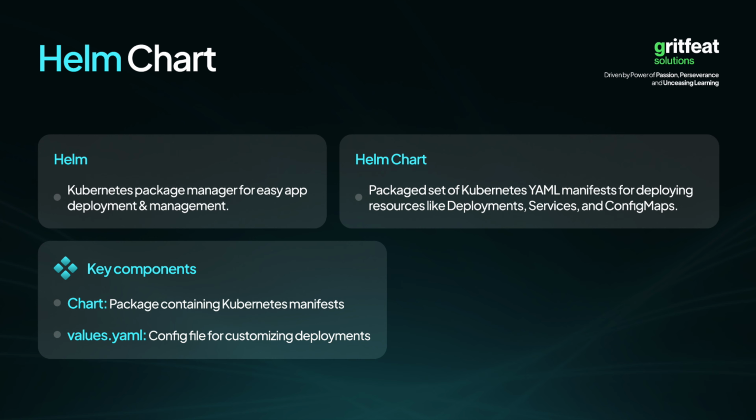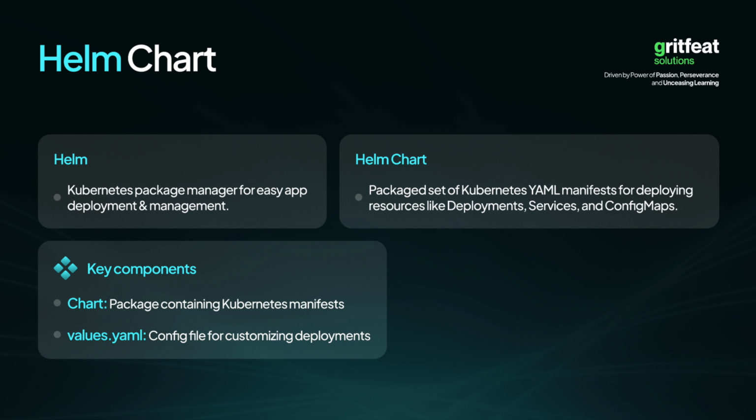Think of Helm as a Kubernetes package manager for easy application deployment and management. Just like you use package managers on your operating system to install software, Helm helps you install, upgrade, and manage complex applications on Kubernetes. The core concept in Helm is the Helm chart. A Helm chart is a packaged set of Kubernetes YAML manifests for deploying resources like deployments, services, and config maps. It bundles all the necessary Kubernetes resources for an application into a single versionable package.